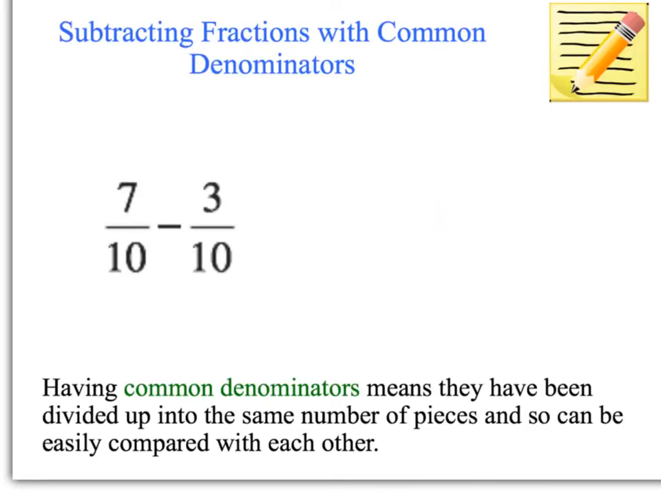Alright, so this is just revising the same sort of things we were talking about with addition of fractions. When you have common denominators, all you do is take away the 3 from the 7. So we're just doing the operation with the numerators. 7 take away 3 is 4. And remember, we leave the denominators the same because they're talking about the number of pieces that they're cut into.